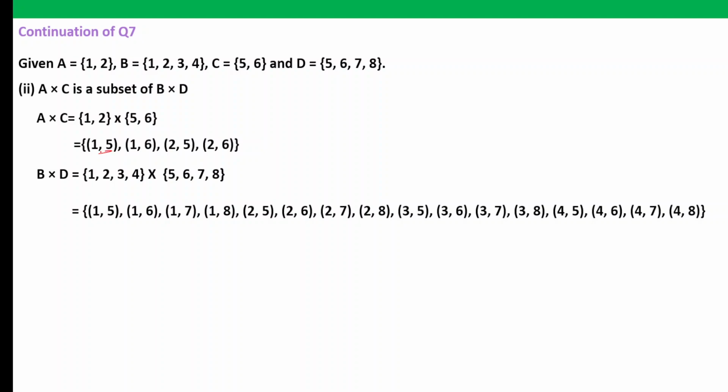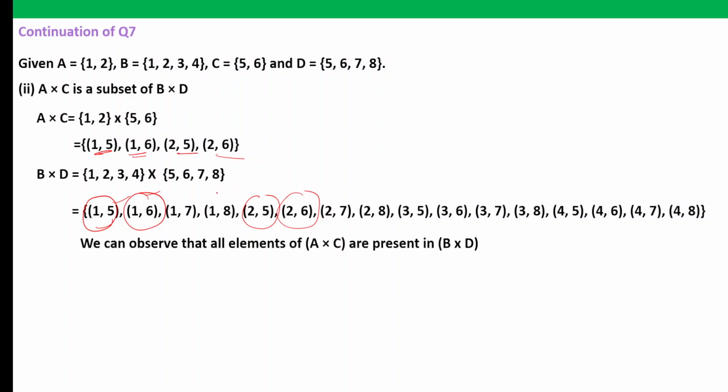If we observe now, A into C consists of these. (1,5) is present here. Next (1,6) is present here. (2,5) is present in this one. Then (2,6) is present here. So here we can easily say that A into C is a subset of B into D. We can observe that all the elements of A into C are present in B into D. Therefore, A into C is a subset of B into D.